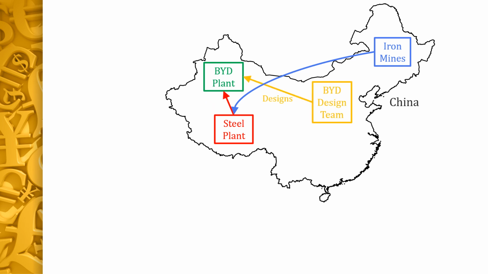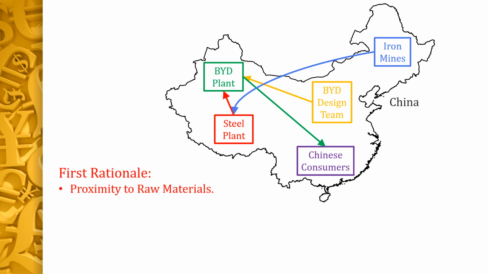In addition, BYD's Chinese design team would send designs for new cars to the same BYD plant. Finally, the BYD plant would use the designs and steel to make cars, which it would sell to Chinese consumers. All of the components of BYD's supply chain, from the raw materials to the final customer, would be located entirely in China. We now modify this example to obtain 5 rationales for overseas activities.